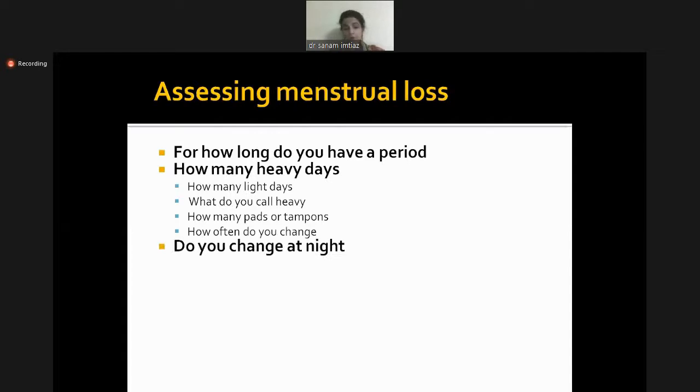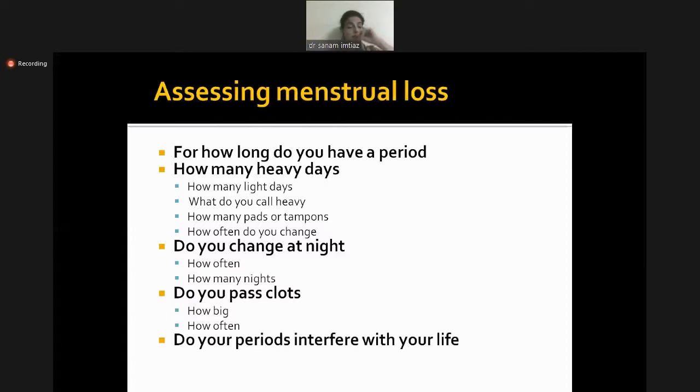What is heavy for the patient? Is she passing any kind of clots along with the bleeding? How many pads are you changing? How often do you change? All these things are the same. Do you change at night? Yes. Somebody who would be bleeding heavily, there's a huge possibility that she might be completely soaked and wet while sleeping, and she might get up during the night to change her pad again. Do you pass clots, big, small? This is an important question.